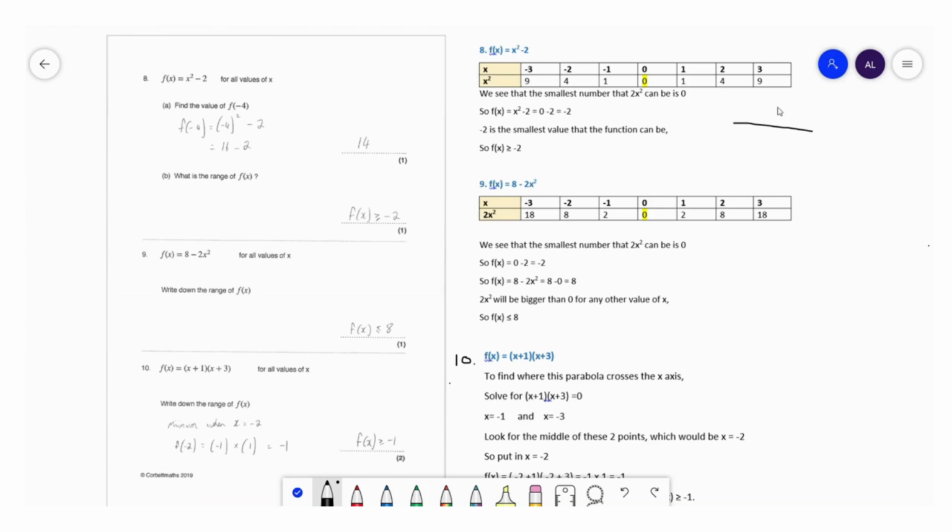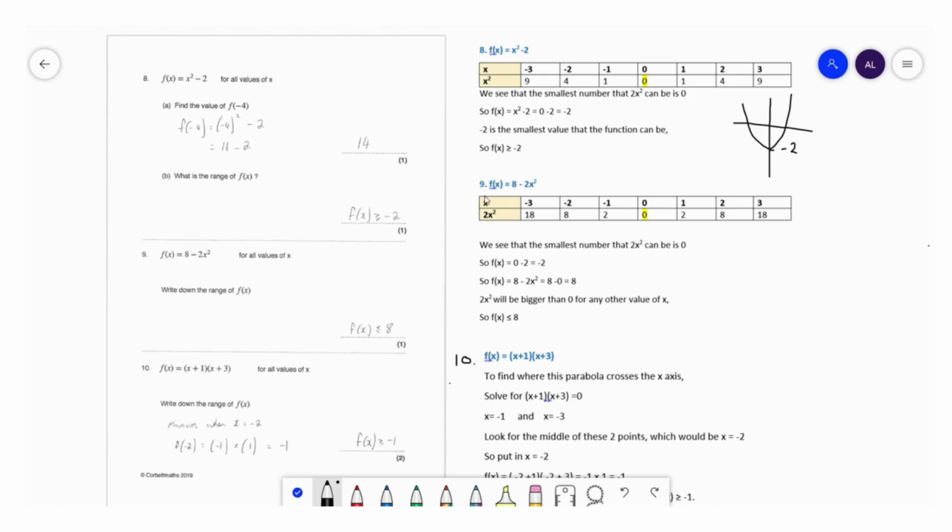Also, we can draw a graph. So x squared minus 2 would be a parabola which crosses at y equals minus 2. So we can see that all the other values of f(x) will be bigger than minus 2.